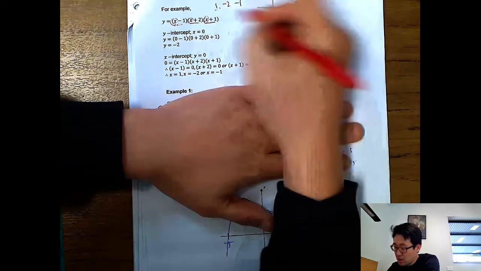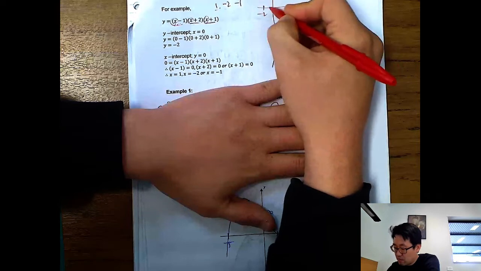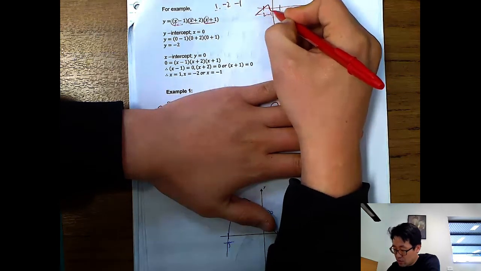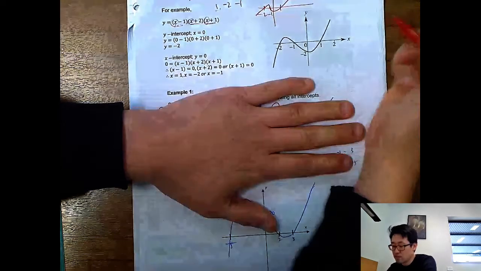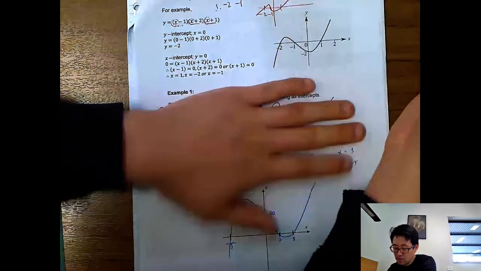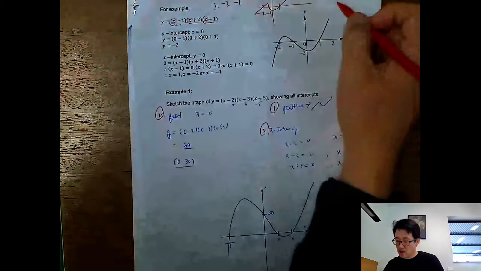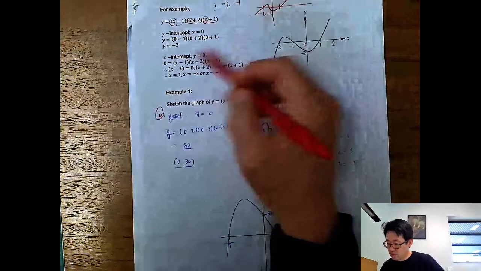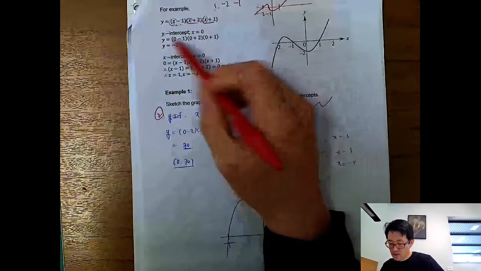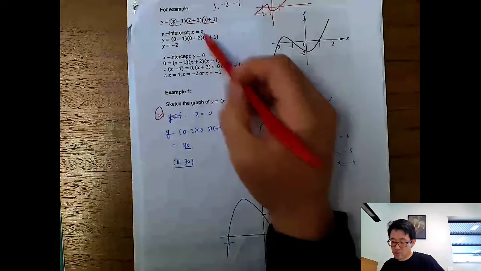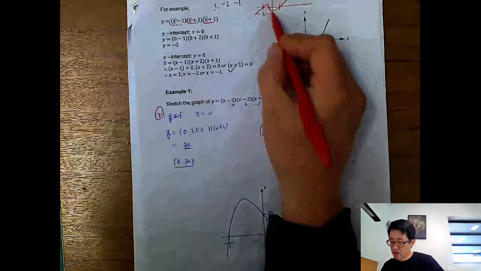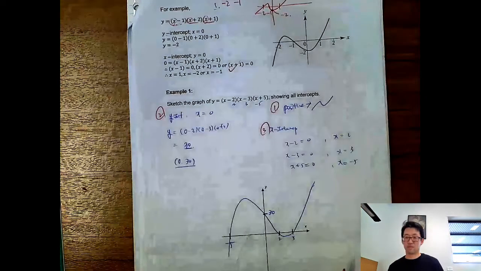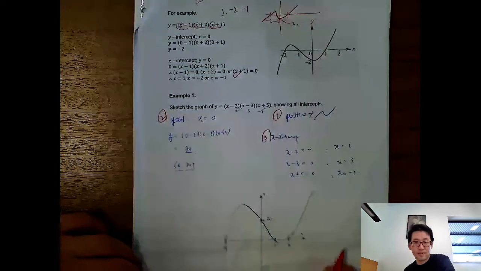And then I know I have minus 2, minus 1, and 1. So I'll have this shape. Simple enough? And then if I want to know the y-intercept, when x equals 0, therefore y equals minus 2. The y-intercept is minus 2 here. I can indicate it. Good.